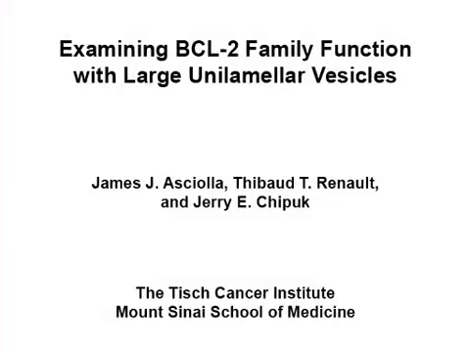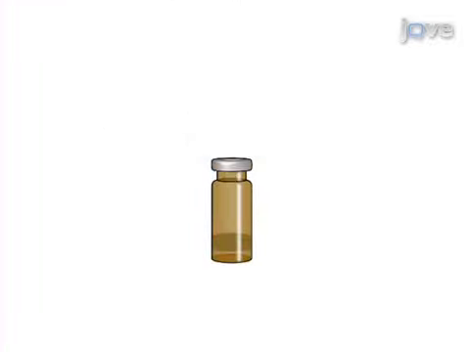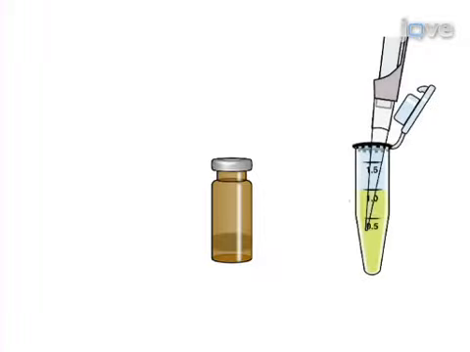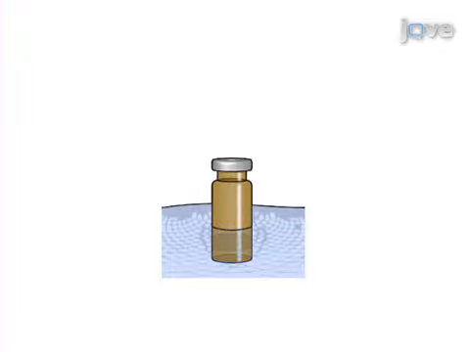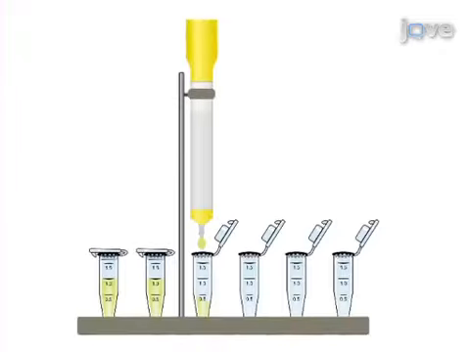This biochemically defined model system of large unilamellar vesicles mimics the outer mitochondrial membrane to observe the function of BCL-2 proteins in vitro. First, combine the lipids and create a lipid film in a sealed vial. Then prepare fresh LUV solution and solubilize the lipid film. Next, extrude the lipid solution and purify the large unilamellar vesicles by gel filtration.